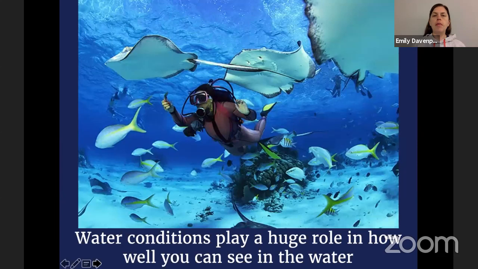Also, just think about how water conditions in the ocean play a huge role in how well you can see. Like in this example, this diver is swimming in really crystal clear, beautiful waters, and the visibility is very, very good. You can see all the fish around her. And so the animals that live in this particular water condition would be able to see each other and maybe communicate that way. But that's not the norm in the ocean.